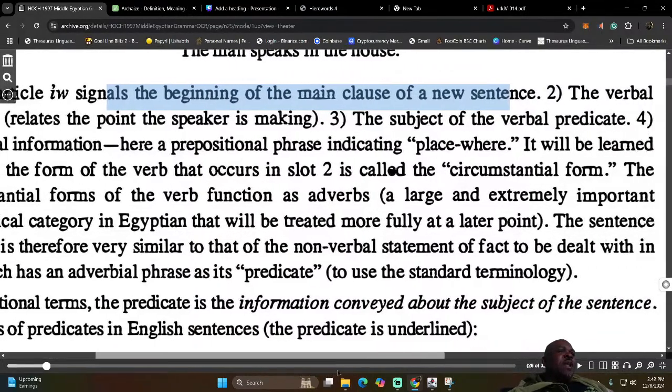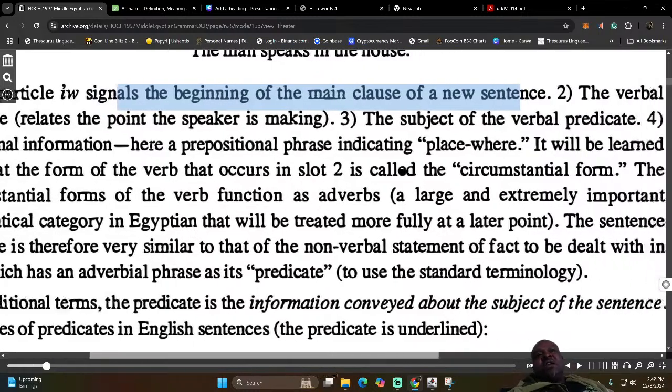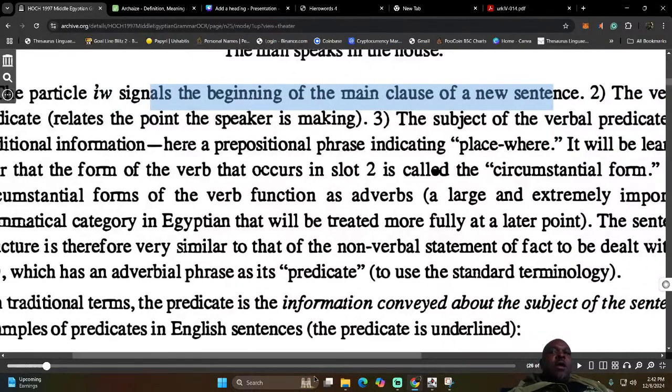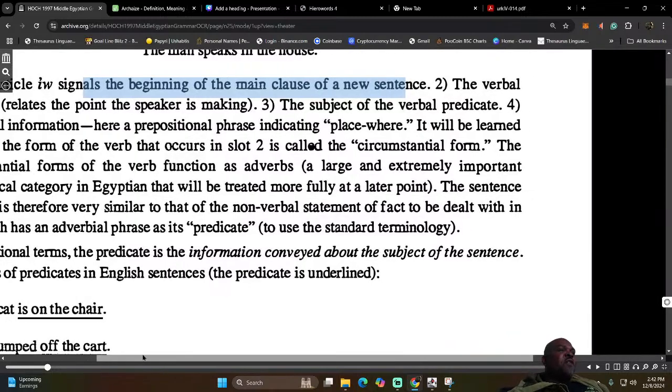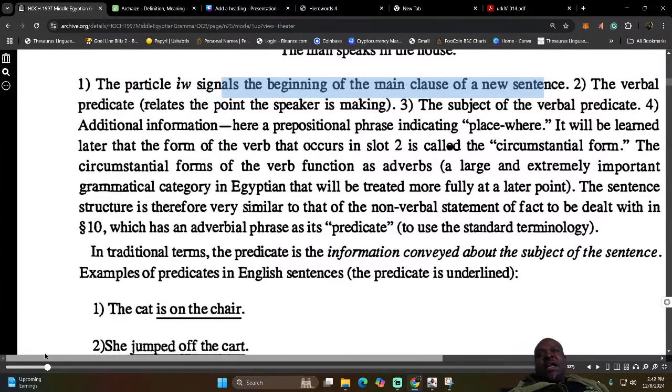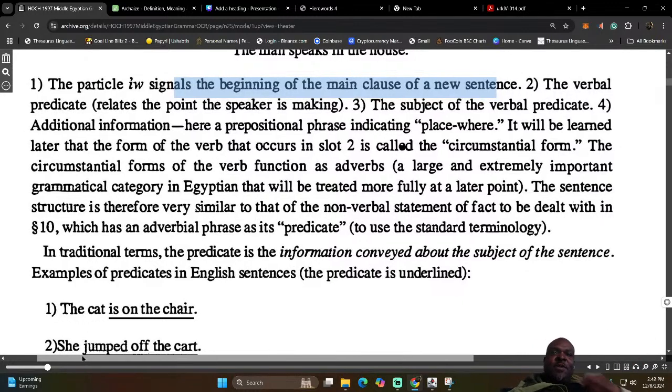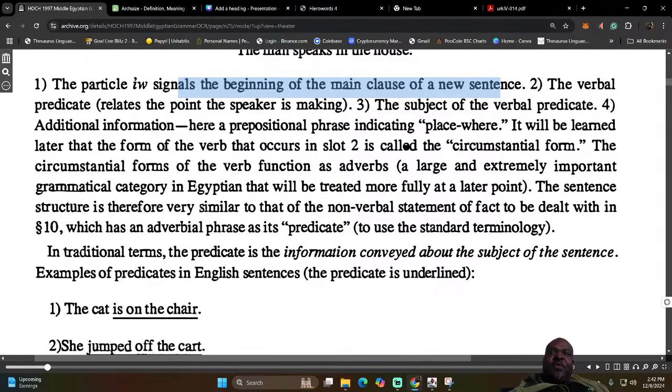It will be learned later that the form of the verb that occurs in slot 2 is called the circumstantial form. All right? And we need to learn that later and not now. It is the circumstantial form. It says the circumstantial form of the verb functions as adverbs. See, I gotta scroll this back and forth because my mic is in the way, but I'll try to look to my other monitor. It says the circumstantial form of the verb functions as adverbs, a large and extremely important grammatical category in Egyptian that will be treated more fully at a later point. It says the sentence structure is therefore very similar to that of a non-verbal statement of fact.